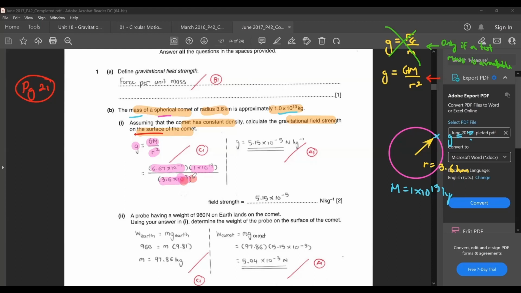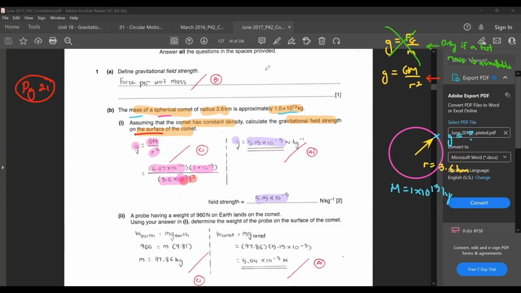Now, one of the common problems with gravitational field that most people always do is that they always forget to square or cube their equation. They remember to change their units, but then after that they forget to square or cube. So be very careful about the questions, all right? Now, eventually your g will be 5.15 times 10 to the power 5 newtons per kg. All right, so this one is pretty straightforward.